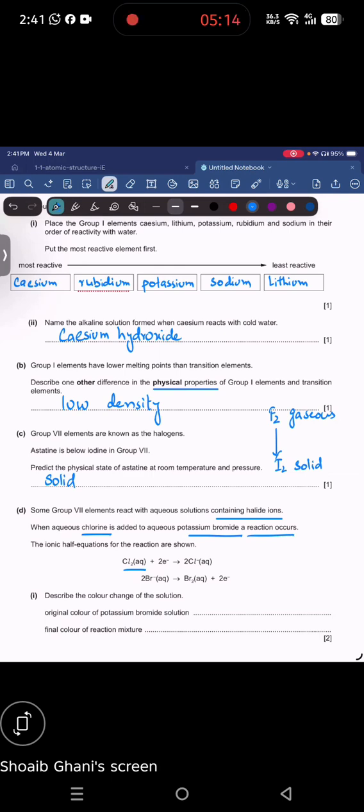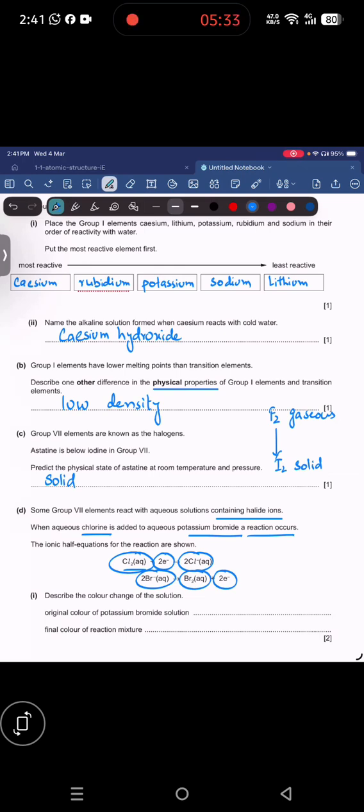The ionic half equations for the reaction are shown here. Aqueous chlorine gains electrons and becomes chloride ions. Bromide loses electrons and becomes bromine.